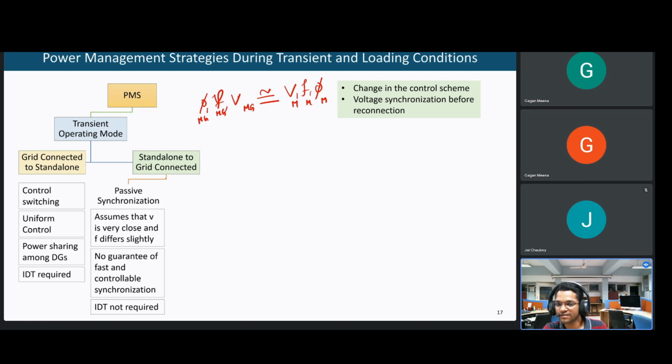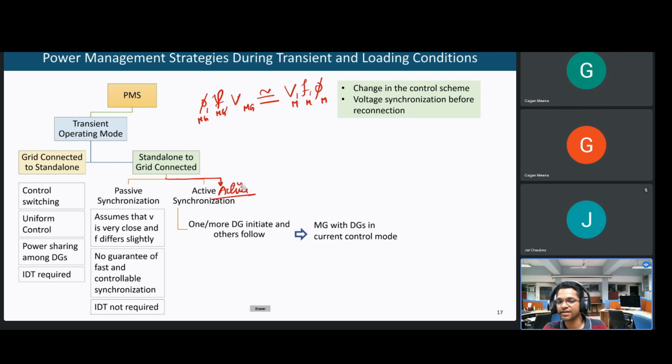Here we can have two types of synchronization: one is passive and another one is active. Passive assumes that voltage is very close and frequency differs only slightly. It's an assumption. If this doesn't hold in practice, then synchronization may fail. So there is no guarantee of fast and controllable synchronization, and in this we do not require any islanding detection technique. But in active we can have fast and controlled synchronization of the microgrid with the main grid.